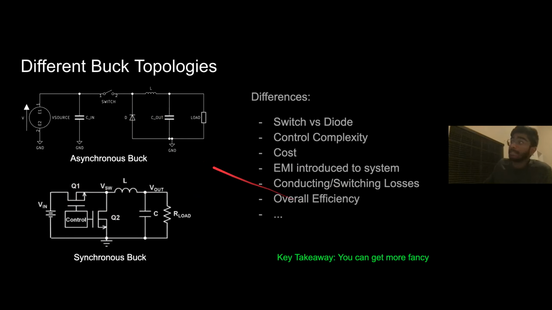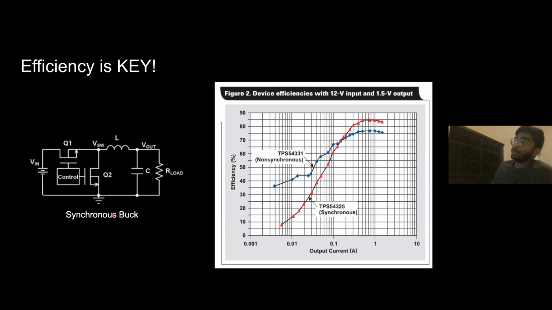Takeaway, you can get more fancy. This is the bare minimum. This is like the next step up. Why that's cool is that with this stepped up synchronous Buck, you can see that at our ideal current, 1 amp, like we were talking about earlier, there is noticeably higher, like 10% more efficient, which is cool. High efficiency, good stuff. We like that.